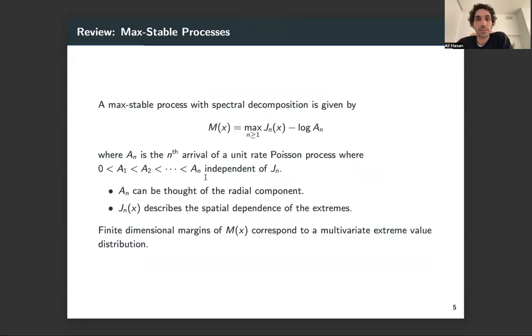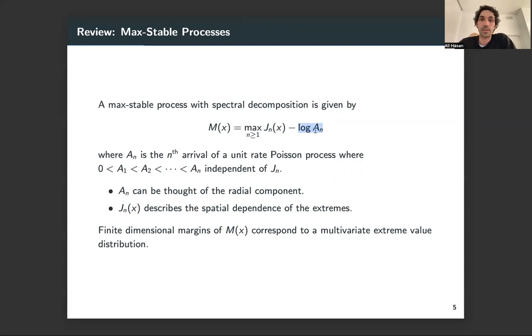To give a reminder of what the max-stable process is, it's given by this spectral decomposition, which is the max of an infinite number of samples from this J_n, which is the spectral measure, and this A_n, which is the nth arrival of a unit rate Poisson process. What's interesting is that J_n gives you something that describes the spatial dependence of the extremes. This is powerful because it allows us to make a statement about how X, within some local neighborhood, should behave.